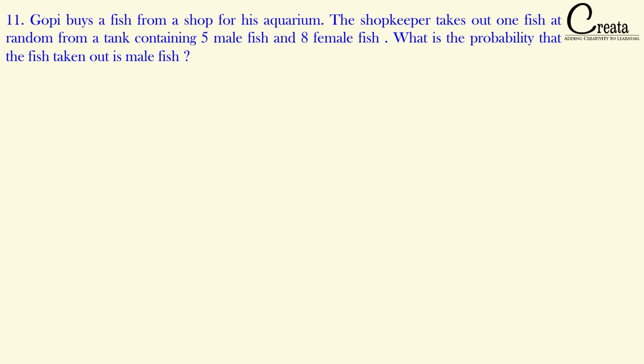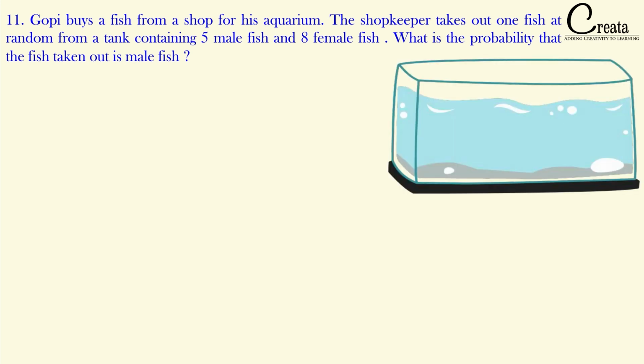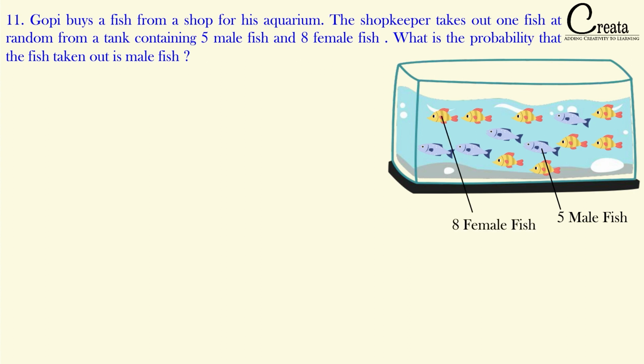In this question, Gopi goes to the market to buy the fish for his aquarium at the home, and the shopkeeper is having the fish tank which is having some fish. In the question it is given that the fish tank is having total 5 male fish and 8 female fish. The shopkeeper takes one fish at random from that fish tank and gives to Gopi. So the question is, what is the probability that the taken out fish is a male fish? So this is what is given in the question.